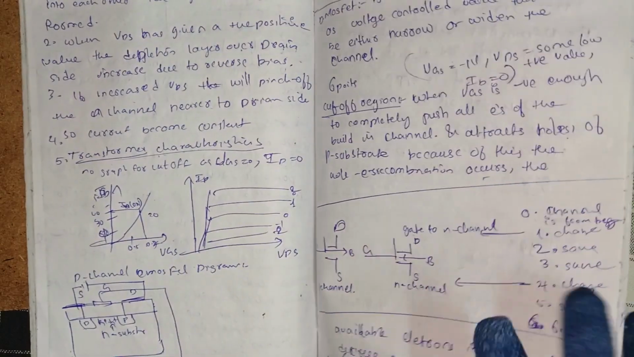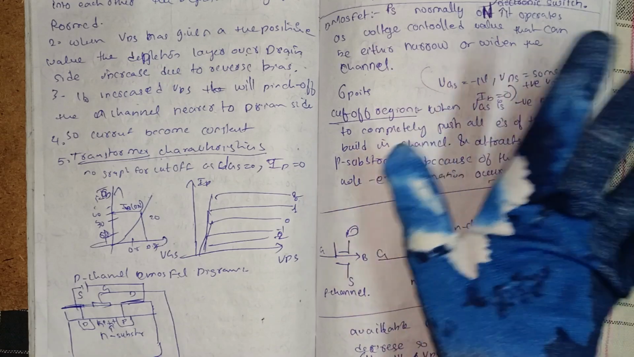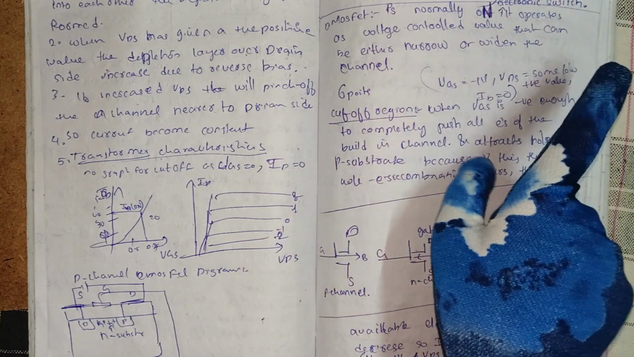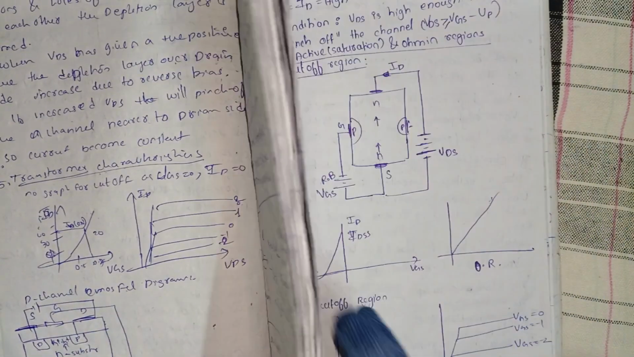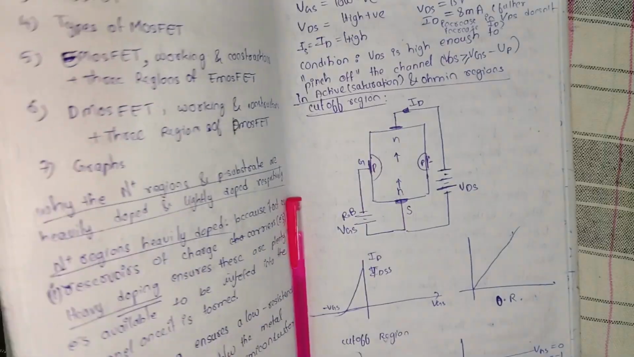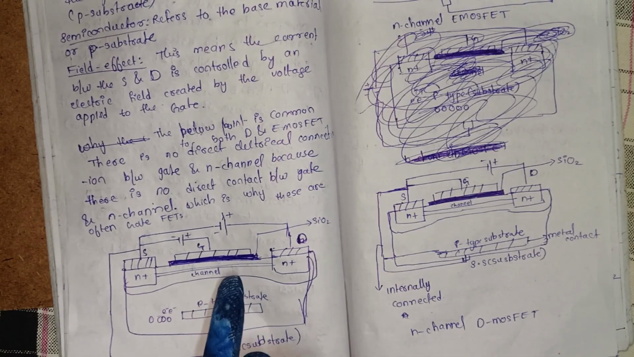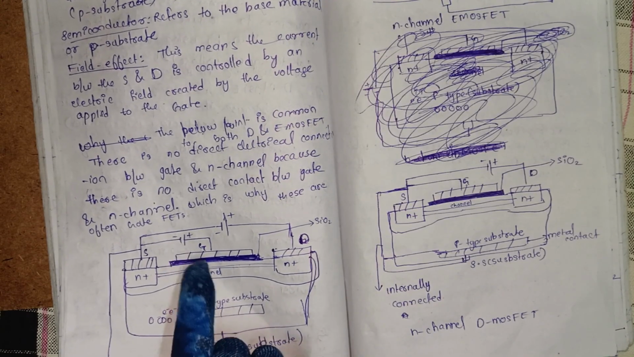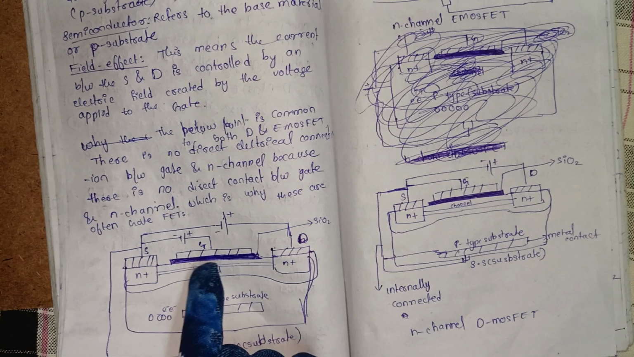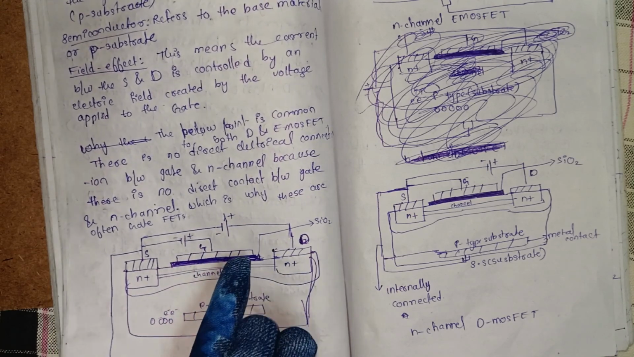So in the D MOSFET, the channel already exists. In the E MOSFET, it does not exist; we have to create the channel first. So the channel already exists in this D MOSFET. Here is the channel, it is already created. So we use this gate voltage, VGS, to increase or decrease the size of this channel, meaning increasing or decreasing the drain current. Okay.